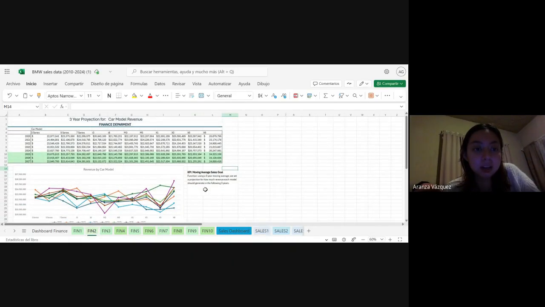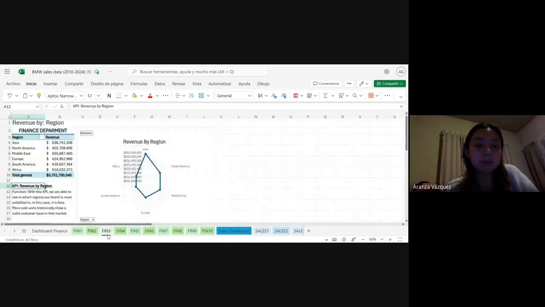Now, here in the 3-year projection for car model revenue, using a 3-year moving average, we set a projection for how much revenue each model should generate in the following 3 years. Here in revenue by region, we are able to see which regions our brand is most solidified in, which is in this case Asia.